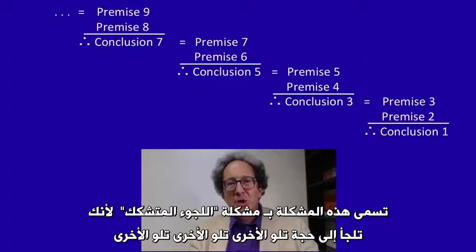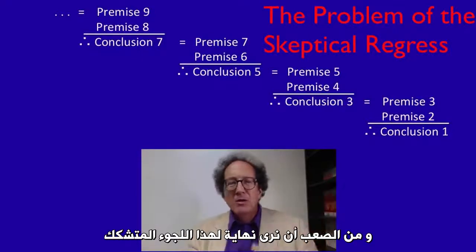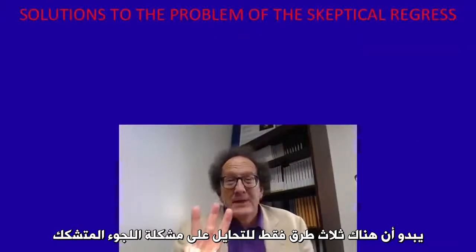This problem is called the problem of the skeptical regress, because you regress back to one argument after another, after another, after another. And it's hard to see how that regress is ever going to come to an end. There seem to be only three ways to get around this skeptical regress.